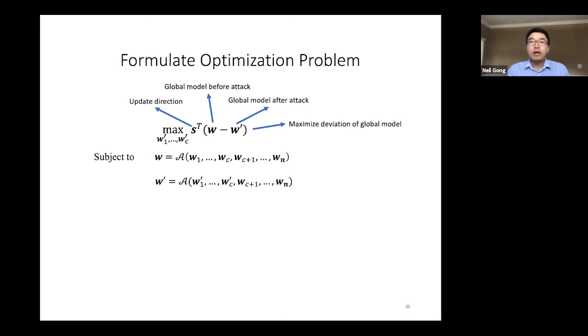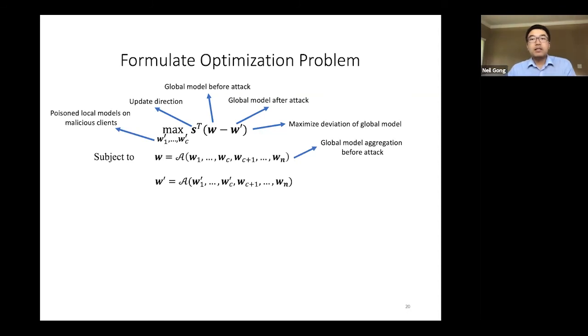Without loss of generality, let's assume the first C clients are malicious, and W1 prime, W2 prime, until WC prime are the poisoned local models on the malicious clients. So our optimization problem aims to find the optimal poisoned local models on the malicious clients to maximize the deviation of the global model.